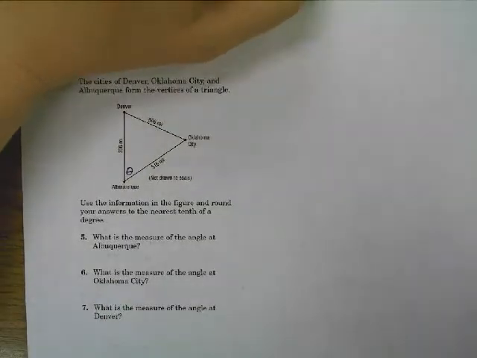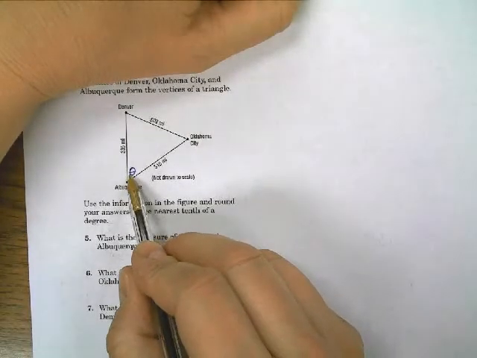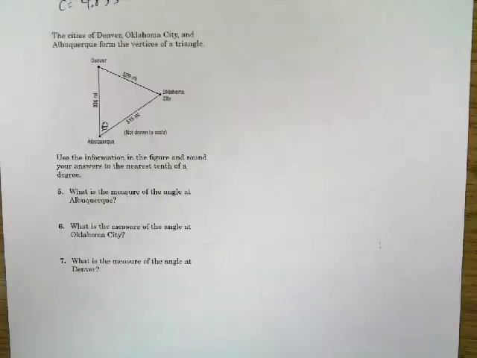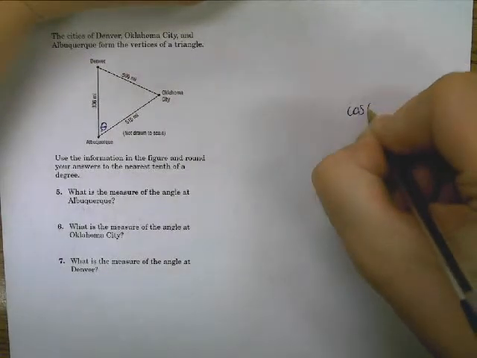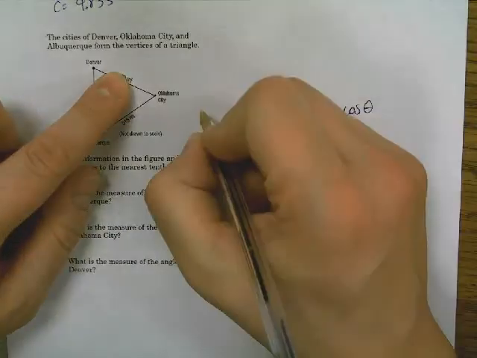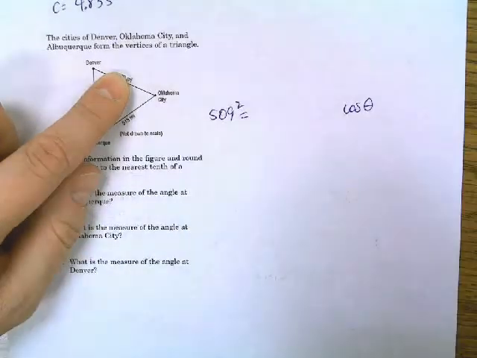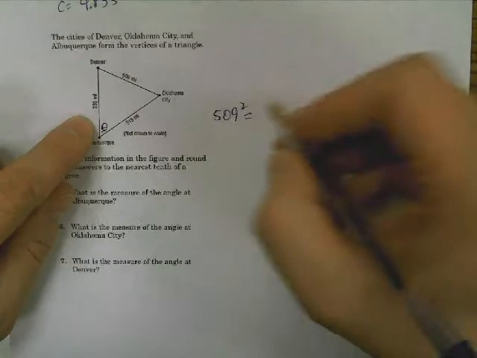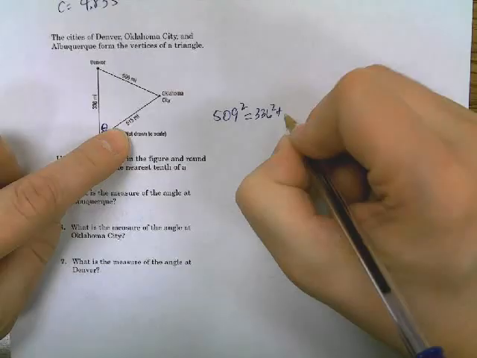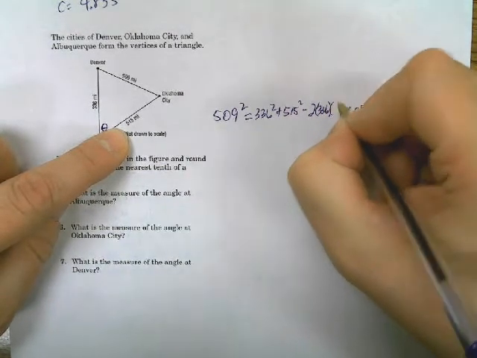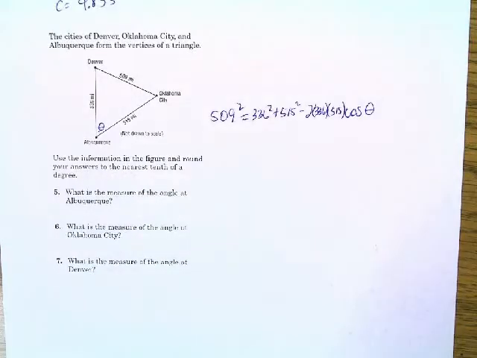Alright, so since I need this angle, the only place to put an angle into law of cosines is at where you're taking the cosine. So I'm going to start with the cosine of theta, and then I know that the number that starts has to be across from this, so I'm going to go way back over here and say 509 squared equals. Because theta and 509 are across from each other, that's how it has to be. And that equals 336 squared plus 515 squared minus 2 times 336 times 515 times the cosine of theta.